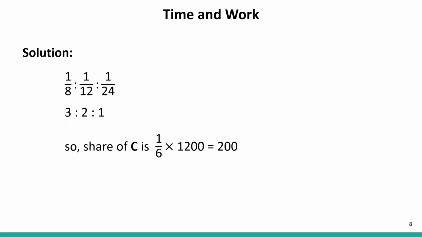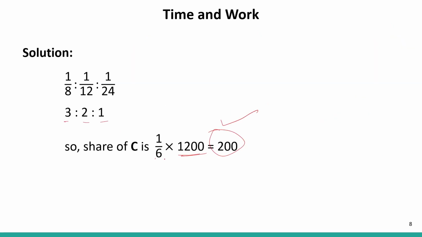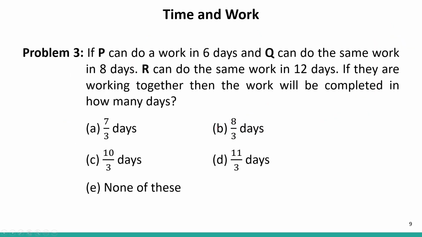So it will be 3:2:1, right? So the share of C is 1 by 6 into 1200. It will be nothing but 200 rupees. So 200 rupees will be the correct answer. This is the only correct one. The other 4 are wrong. So 200 will be the correct answer.